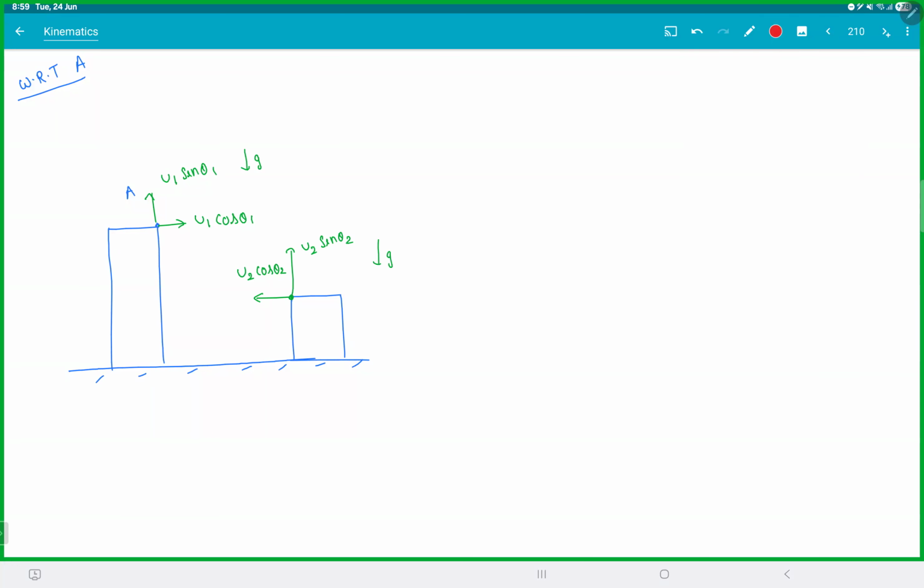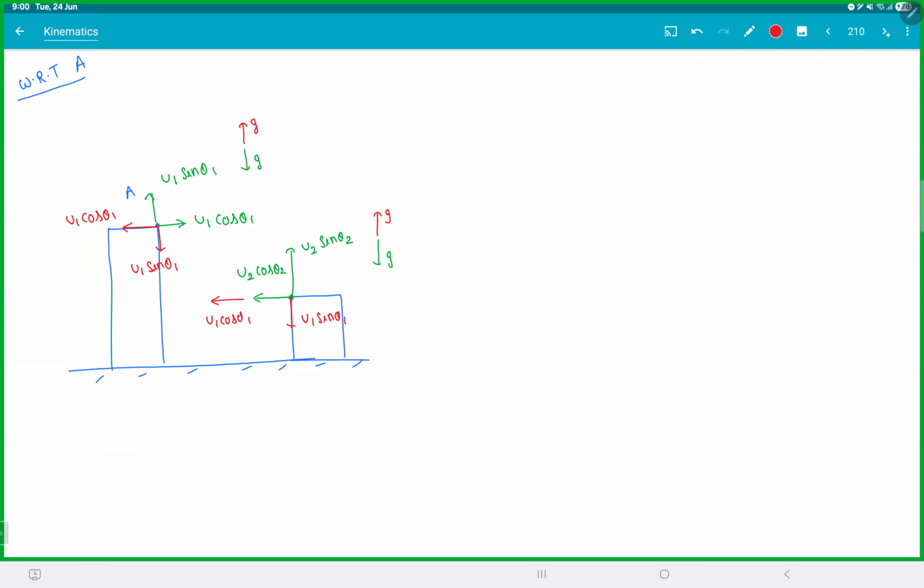So you decided to stop A, meaning I need to subtract A's velocity from everyone. So I'll subtract u1 cos theta 1 and u1 sine theta 1 from A. That means you literally are adding it in the reverse direction. So I have to add u1 cos theta 1 to the left for everyone. That is the meaning of subtracting. So u1 cos theta 1 I'll add like this, and u1 sine theta 1 I have to add down. I had to add G also up for both.